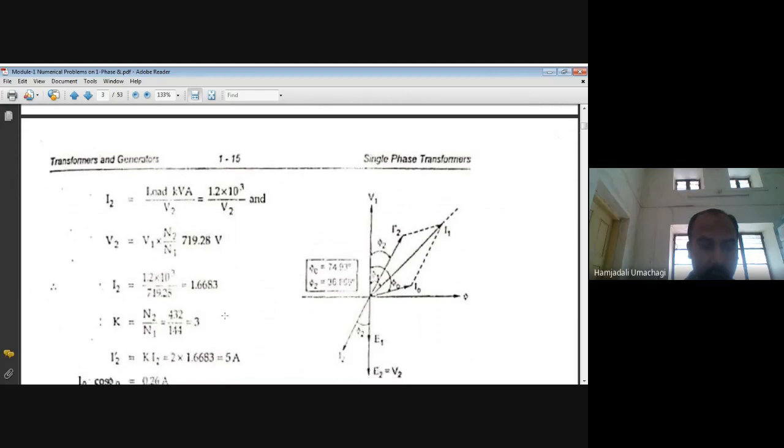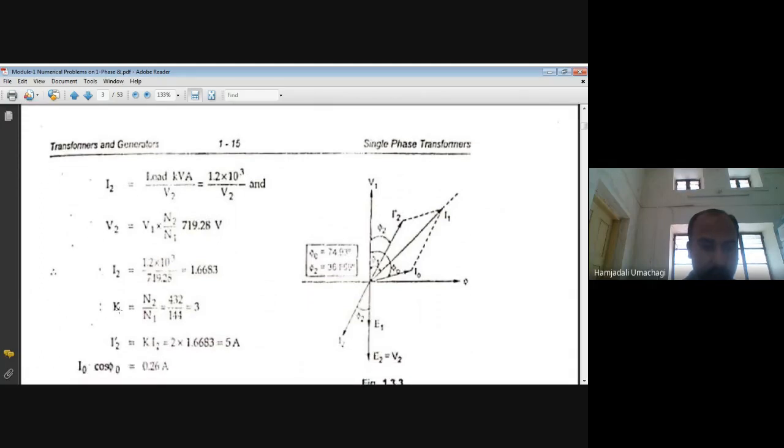Right. Now calculate turns ratio or transformation ratio K. K is equal to N2 by N1. N2 is given as 432 and N1 is given as 144. So 432 divided by 144, this will be equal to 3.